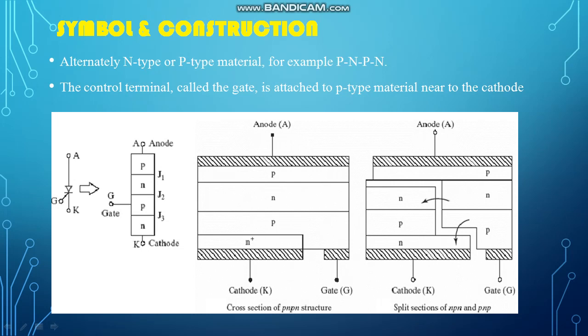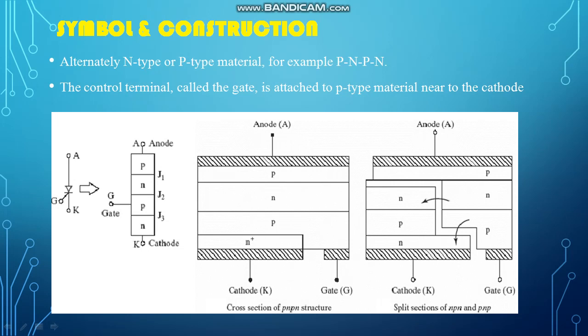So this is a four-layer device. You can see P N P N. As there are four layers, there are three junctions: J1, J2, and J3. Three terminals: anode, cathode, and gate. So this is a cross section. Anode is connected to the P, then cathode is connected to the N, and gate is given to the P nearest to the cathode. Here you can see gate is given to the P. This is the cross sectional view.